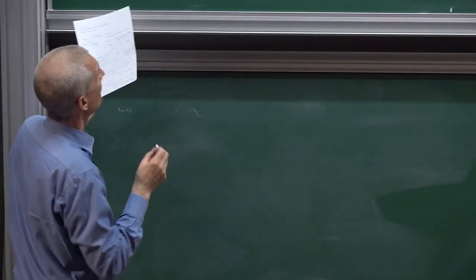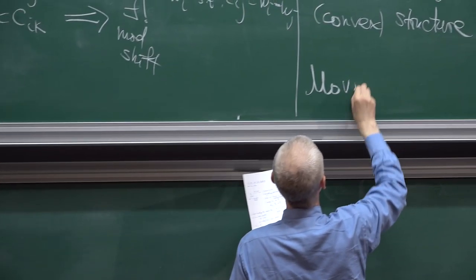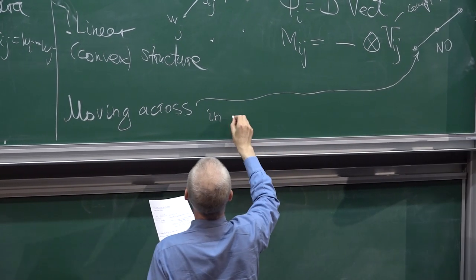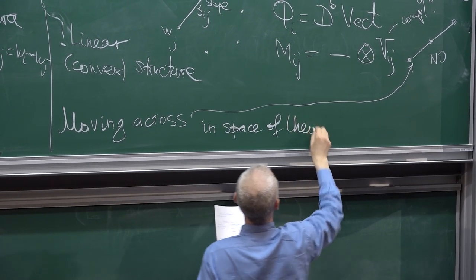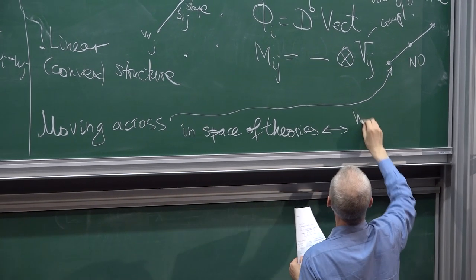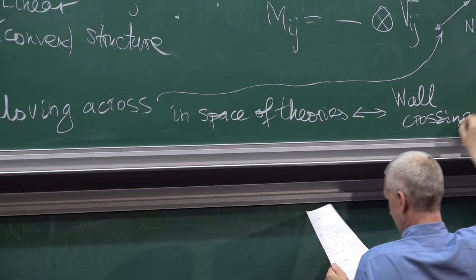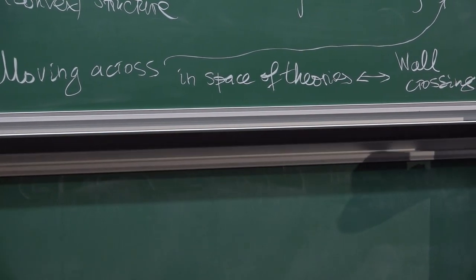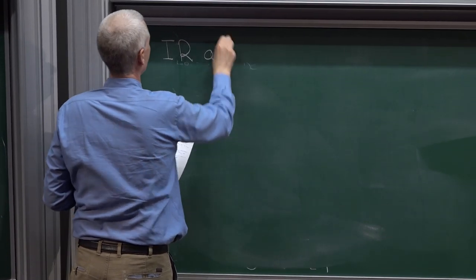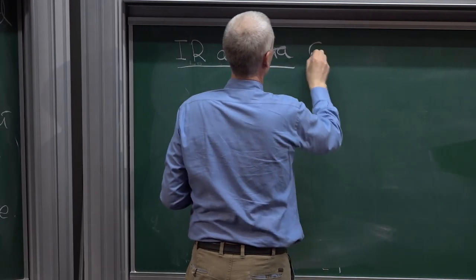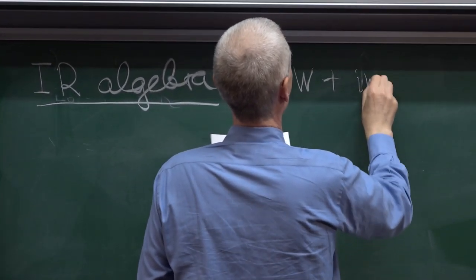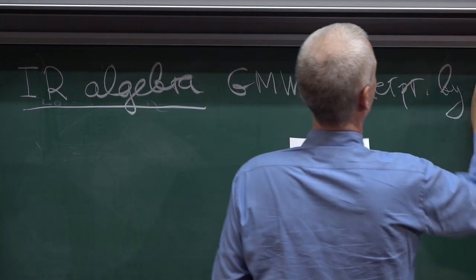Yes, so just to finish this, I also want to say that people consider moving across the situations like this in the space of theories, which gives some types of wall crossing formulas. So this was as much as I could master of the physical summary. Now let me recall the infrared algebra as defined by Gaiotto, Moore and Witten, plus our interpretation in the work with Maxim and Jan, interpretation by Kapranov.